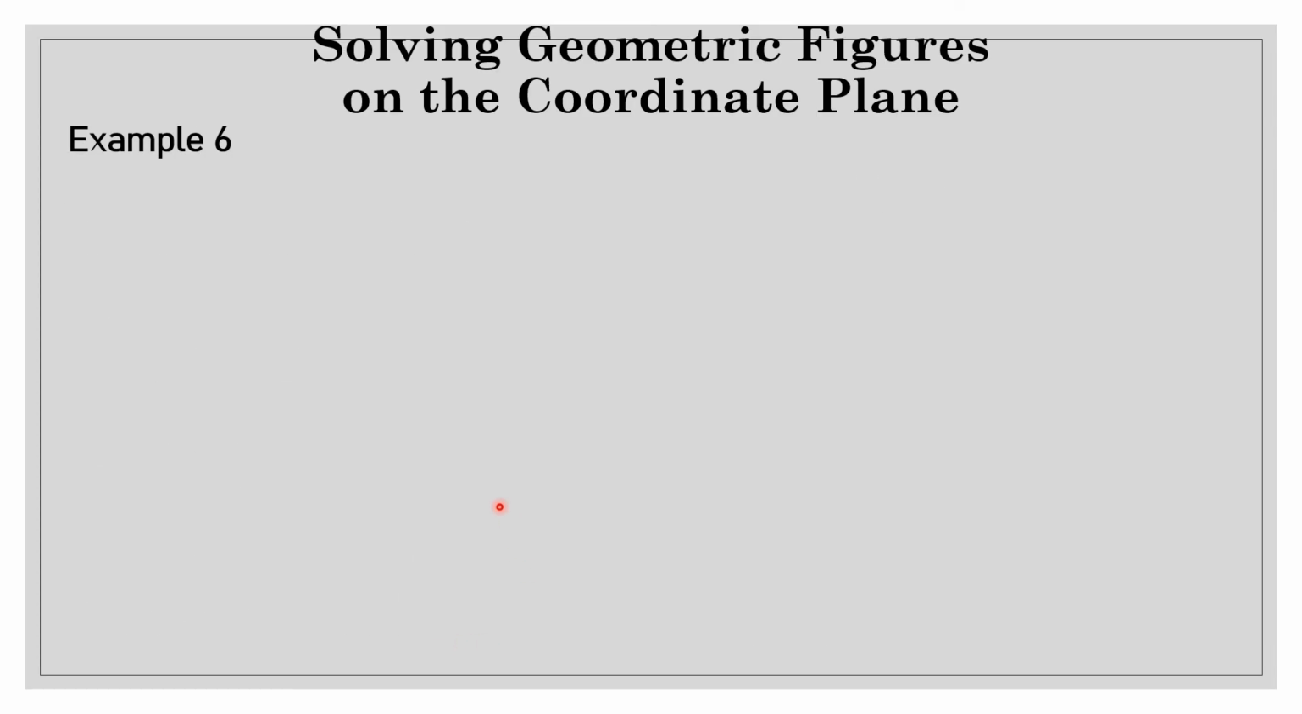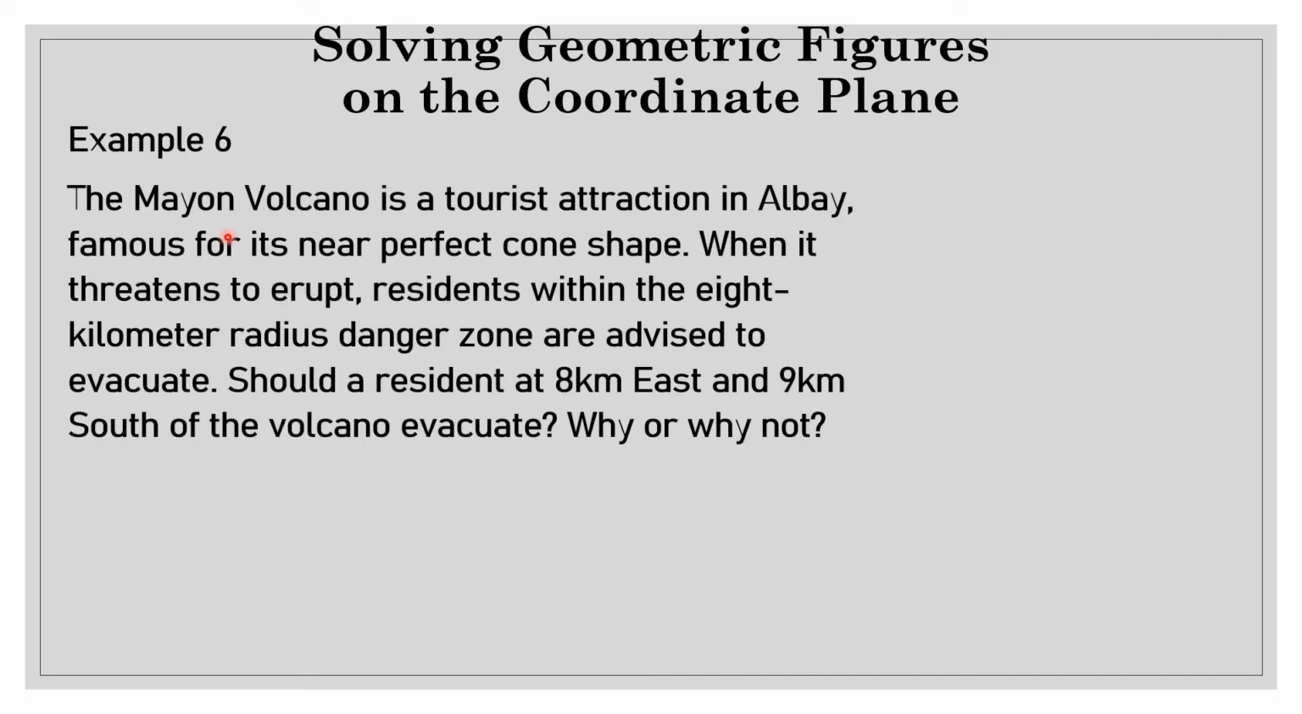Let's have example number 6. The Moyon volcano is a tourist attraction in Albay, famous for its near-perfect cone shape. So, kung nakarating na kayo ng Albay, makikita nyo na ang ating Moyon volcano ay perfect cone shape.